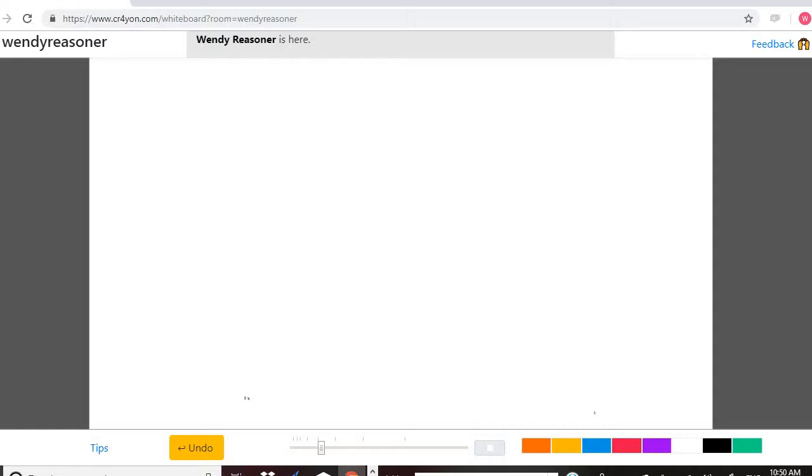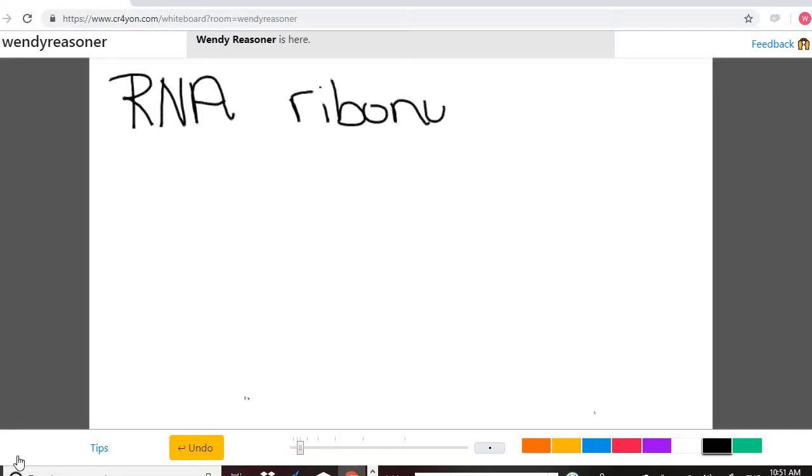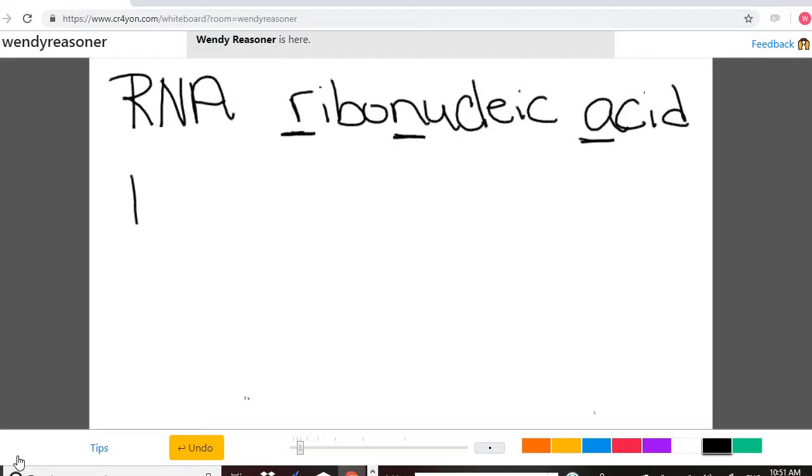In addition to DNA that we've already studied, there is also a structure that is called RNA, and RNA just stands for ribonucleic acid. So here we get the R, the N, and the A. And just like DNA, RNA is a long strand.